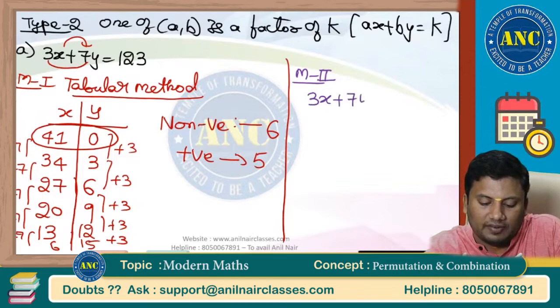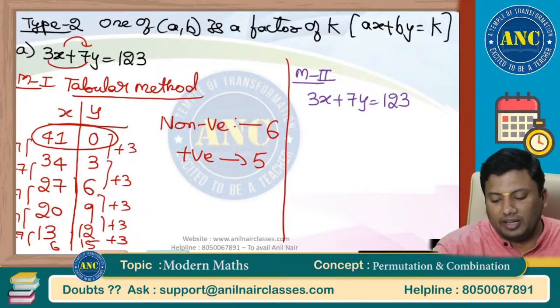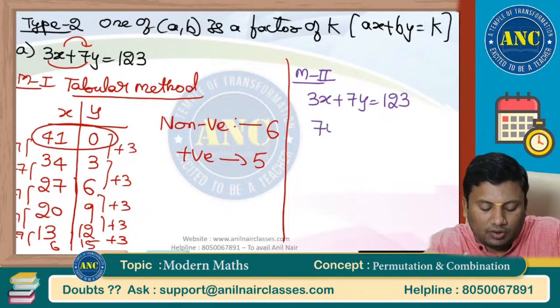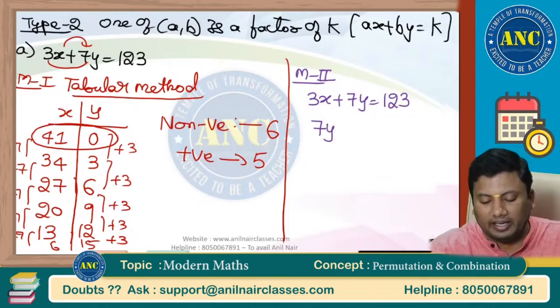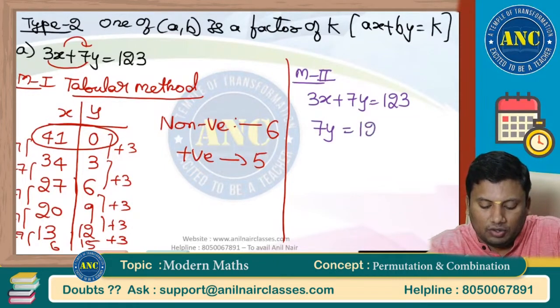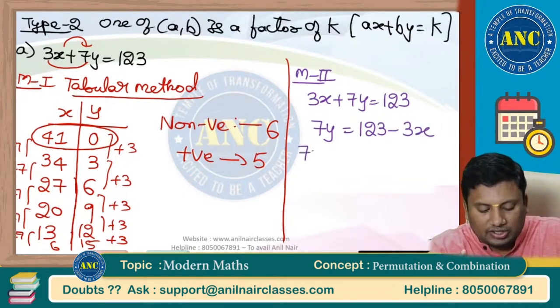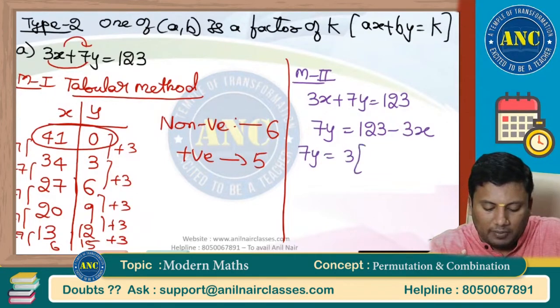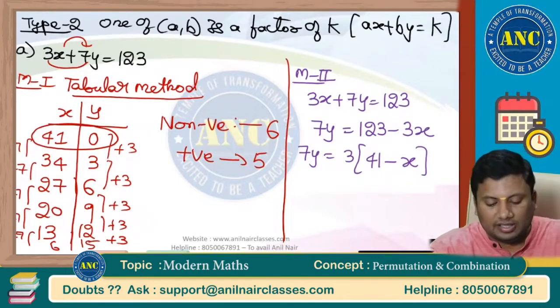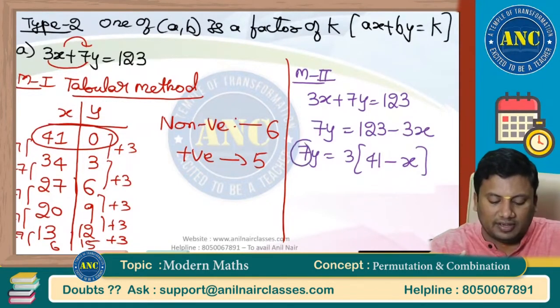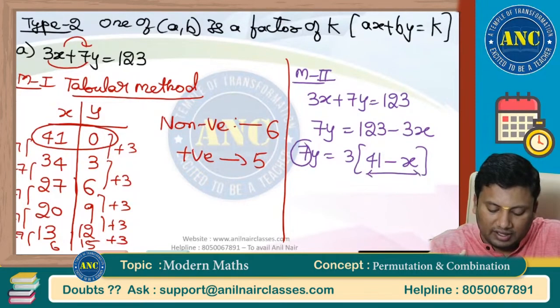3x plus 7y equals 123. Take the coefficient which is not a factor of the right hand side. 7y equals 123 minus 3x. 7y equals 3 common, which is nothing but 41 minus x. 41 minus x is divisible by 7. 3 is not divisible by 7, so 41 minus x should be divisible by 7.